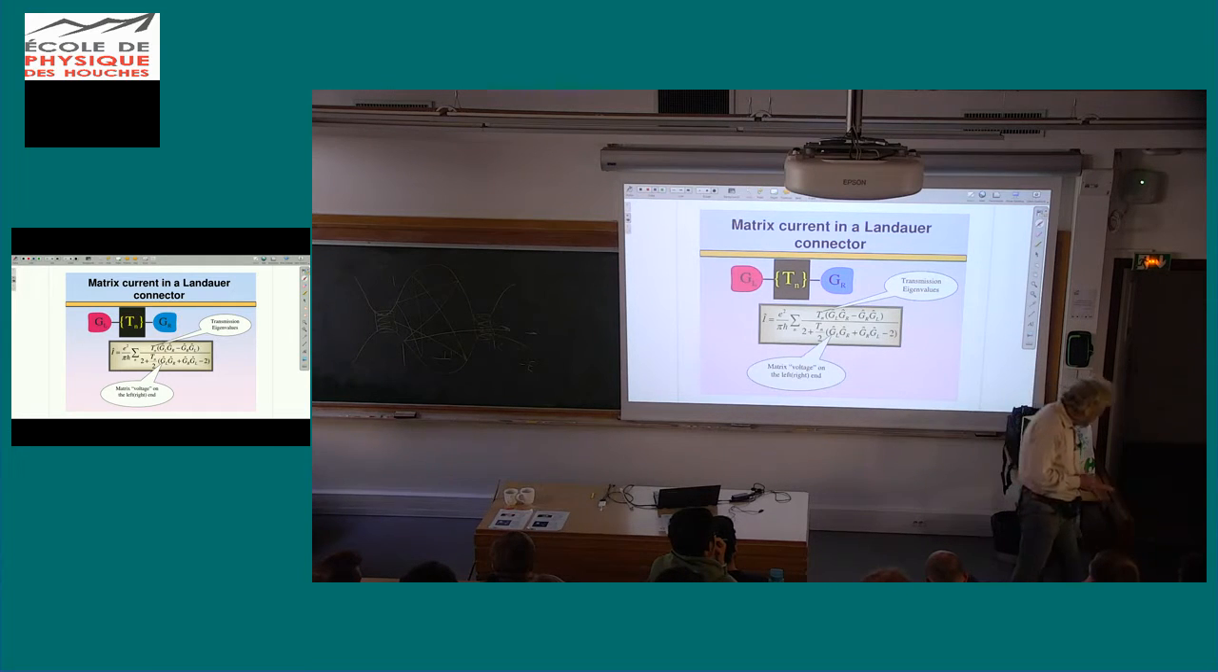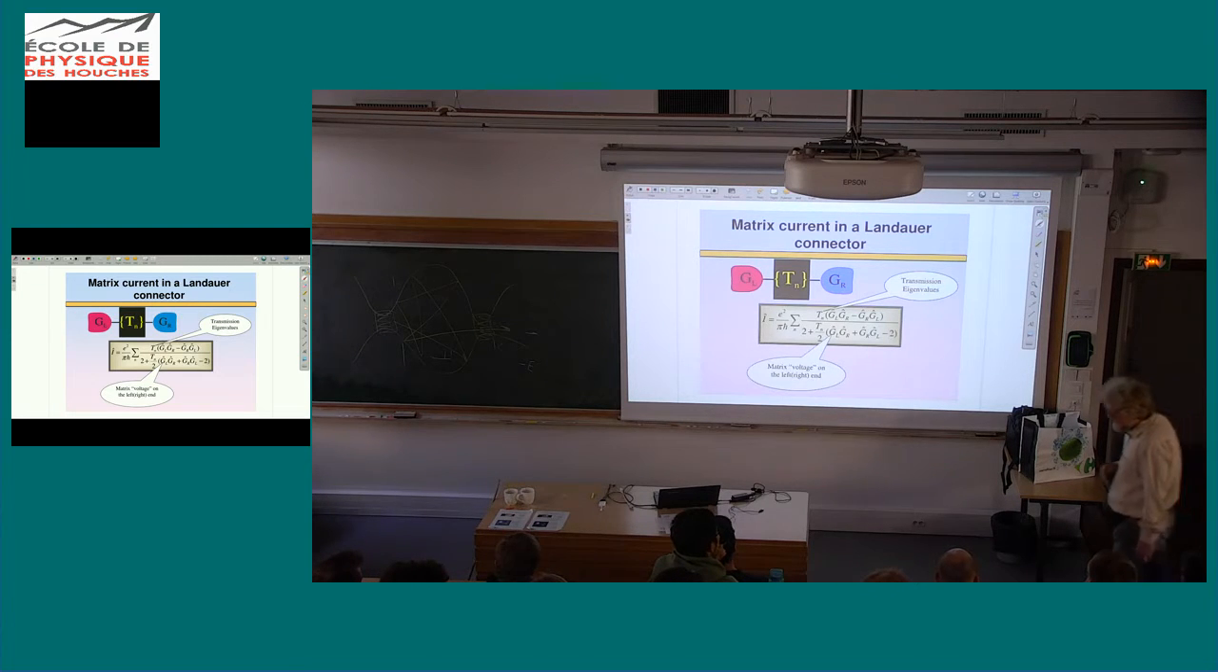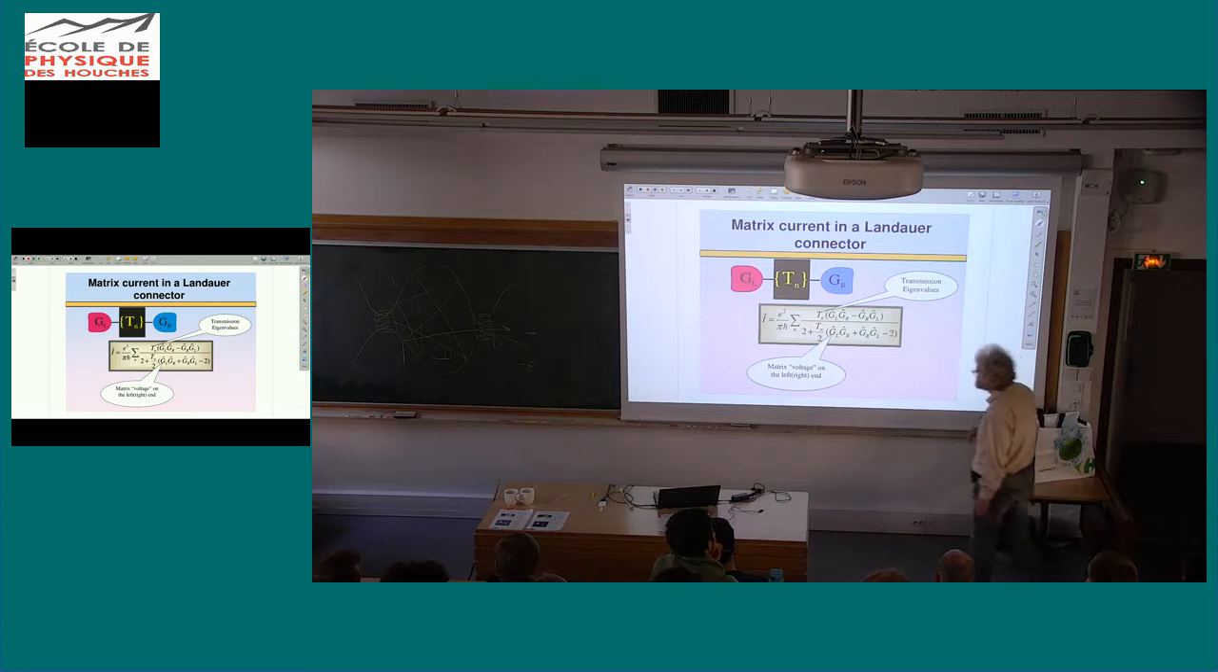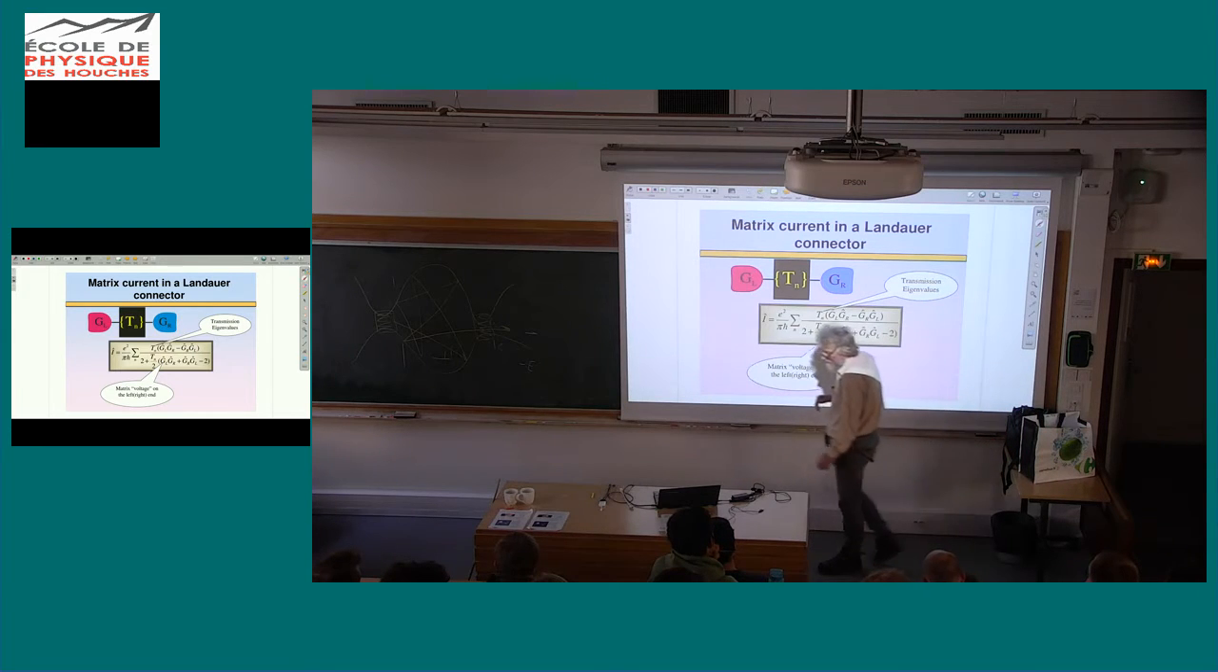For more theoretically inclined people, I shall mention that the letter G for matrix voltage is not a random letter. It comes from Green functions. One can compute these matrix voltages from Green functions of the reservoirs.